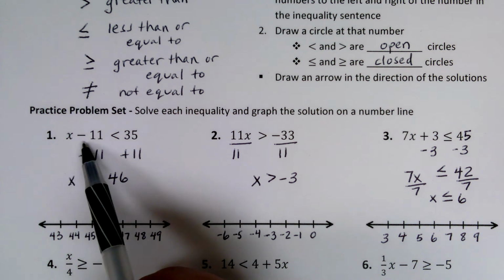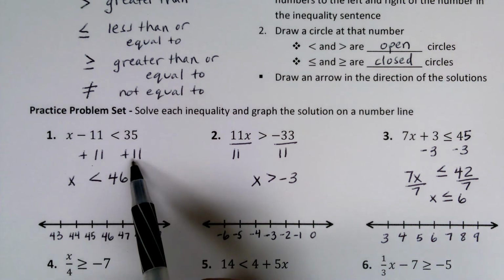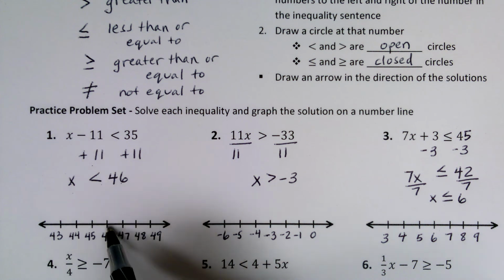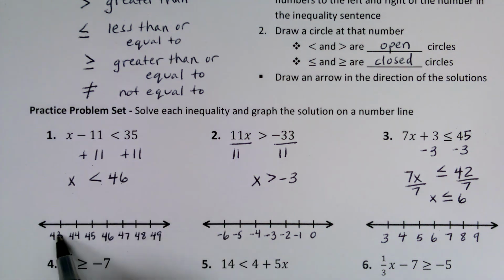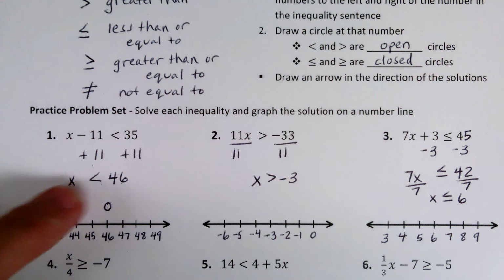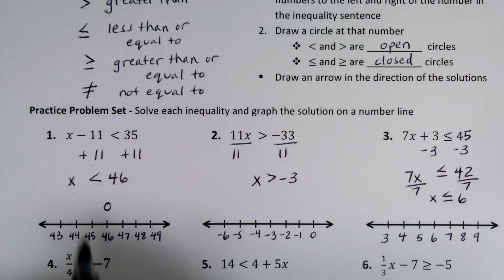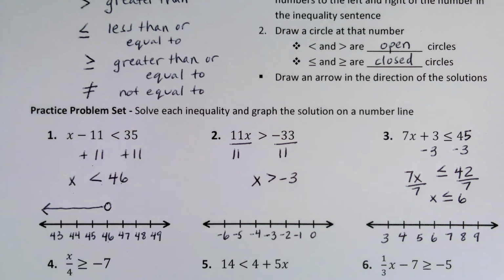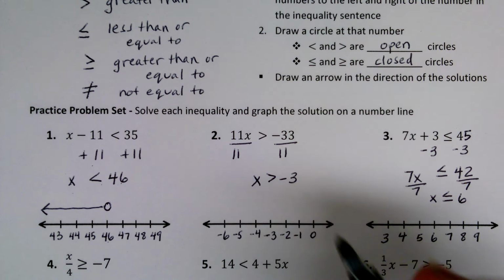For the first one, instead of subtracting 11, we added 11 to both sides. X is less than 46. So I put 46 here, a few numbers to the left, a few numbers to the right. This is an open circle because I don't have an equal sign. And all the numbers that are less than 46, like 44, 43, are on the left side. So I draw an arrow going that way.